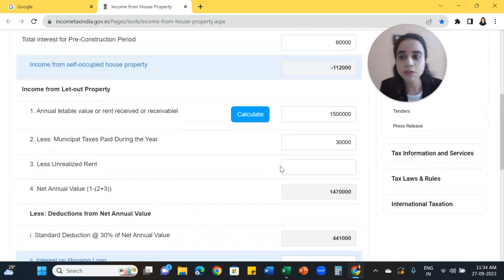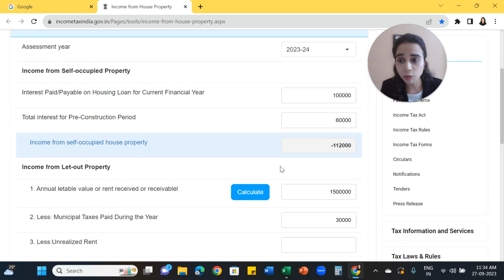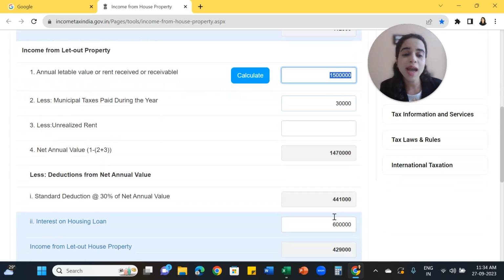Now if you have more than 2 self-occupied properties or let out properties, you have to add the figures. Let's say I have 3 let out properties, so all the 3 rents you have to add up, and then you have to put all the added figures here in these boxes.